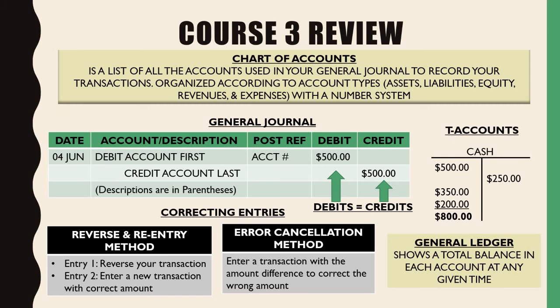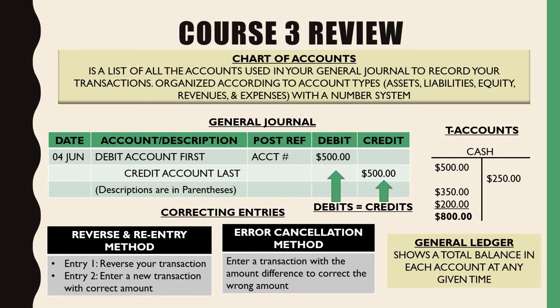You need to have a description. If you have a post reference or if you use account numbers, then put your post reference there. And the general rule of thumb, because it's by dollar value, is that you identify whether your total debits equal your total credits, because you need that necessary component in order to finish your journal.